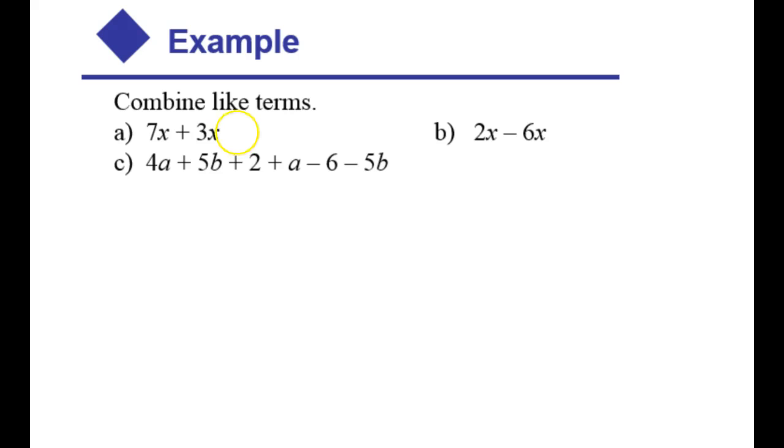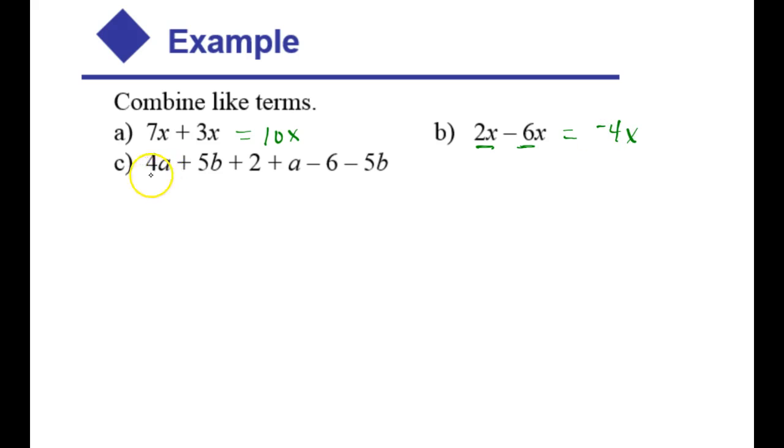So combining some like terms, this would be 10x for 3x and 7x. 2x take away 6. Signs are different. Subtract, keep the sign of the larger. So 6 minus 2 is 4. And keep the sign of the larger, which is negative.